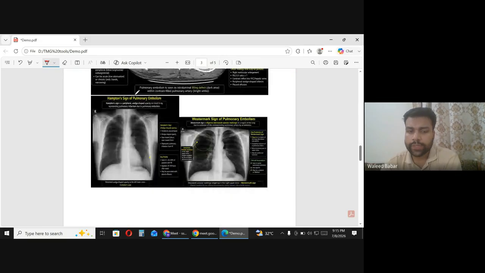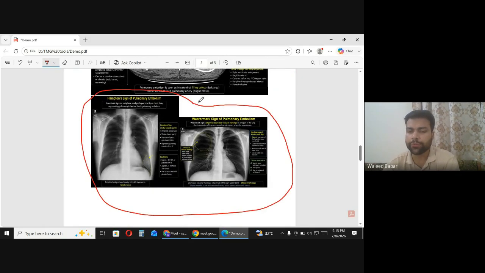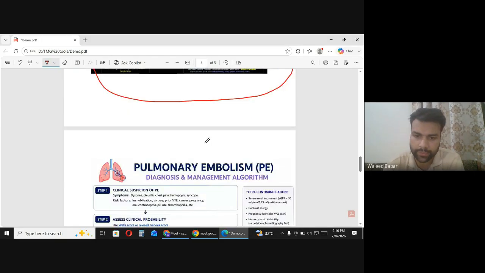So now there are two important X-ray signs which are not very high yield, but you can see them in 20 to 40% of patients. One is Hampton hump, which is a wedge-shaped pulmonary infarction, and the oligemia, the reduced vascular markings in the periphery of the lung, which is Westermark sign, right? These are rare, not commonly tested, but can occur in the exam.